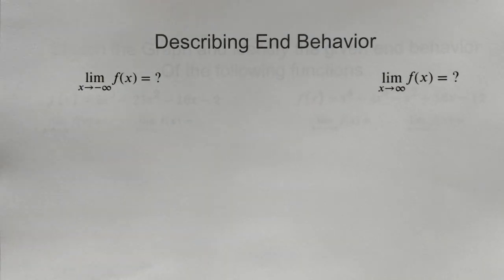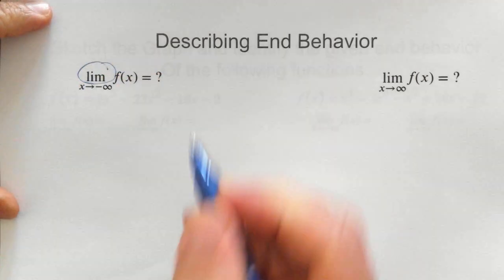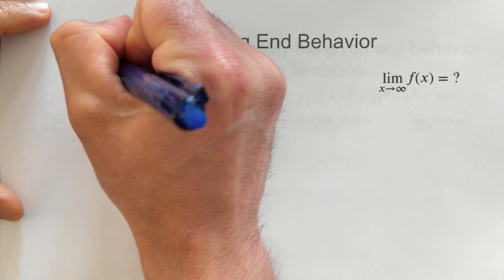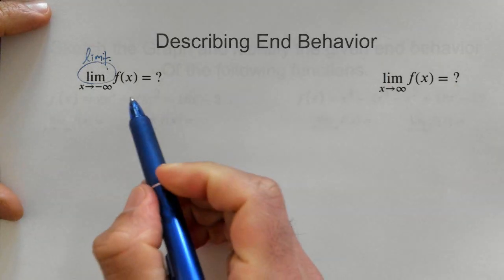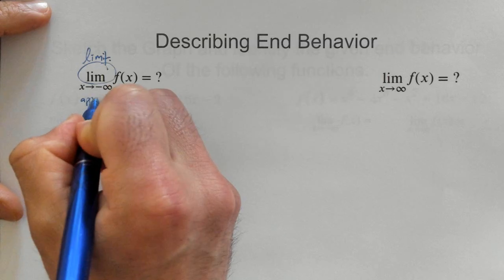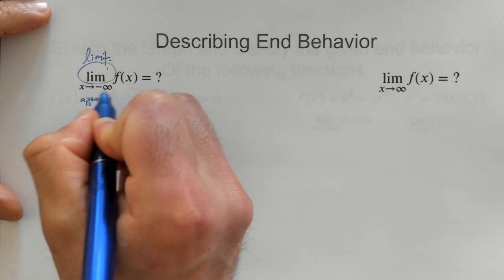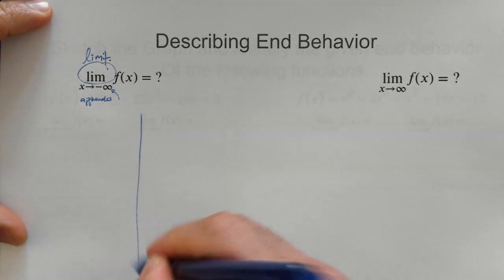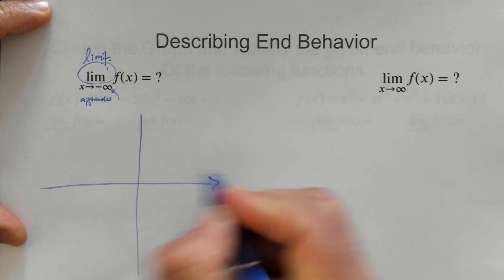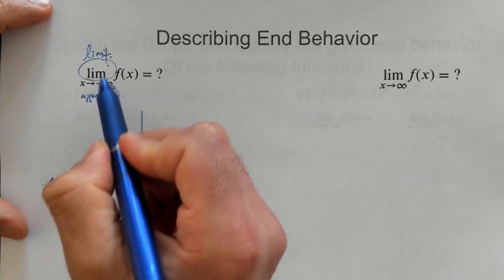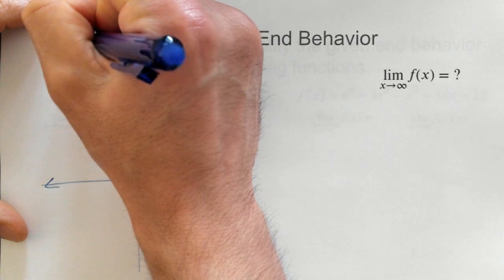To describe it, what this really means here is: what is the limit of a function as x approaches negative infinity? Meaning, if you look at a graph, this is the x-axis, right? What happens to the function? What is the limit or the behavior?